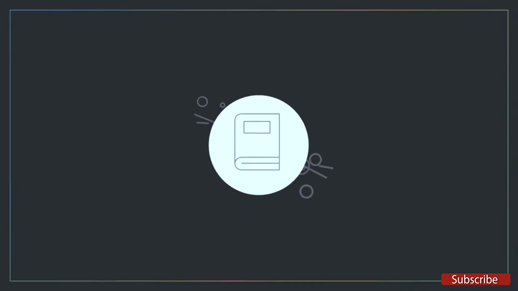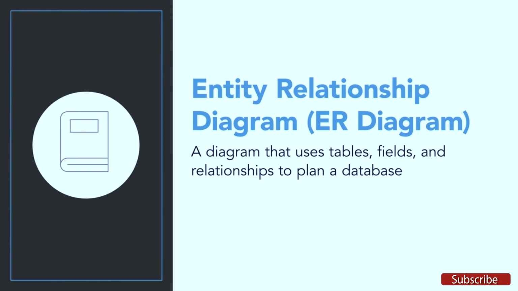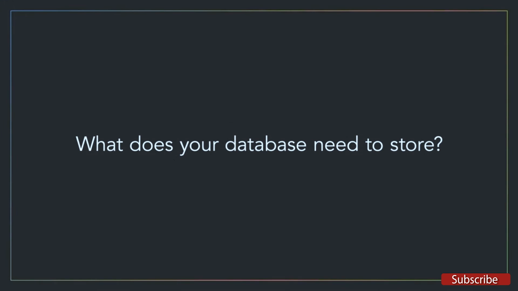We will draw diagrams called entity relationship diagrams or ER diagrams that will show our tables, fields, and relationships that we will later translate into the schema of our database. We will start by doing basic needs analysis. What does our database need to store?